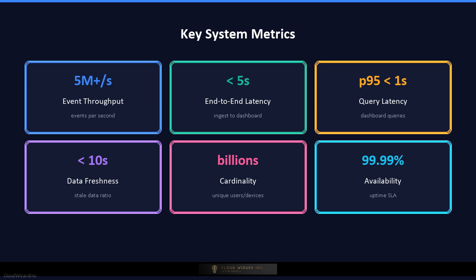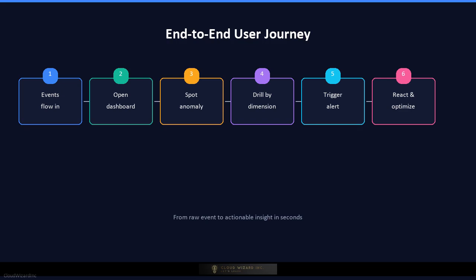Cache hit ratio shows how effective Redis is at reducing load on ClickHouse. And availability is critical because the business depends on live data. These metrics are what interviewers and operators actually care about. Let's trace the end-to-end user journey.